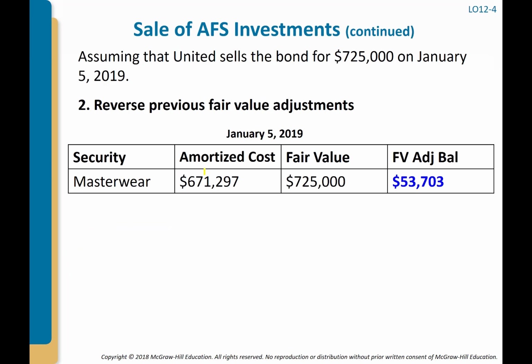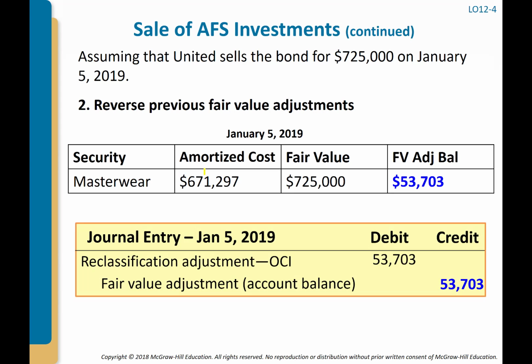Okay, now if we had waited until we were getting ready to sell the security to do that, then at the time that we sell the security, we go ahead and we have a reclassification adjustment, which takes this 53,073 out of the OCI, and we also close the fair value adjustment account. So now the fair value adjustment account is closed, and we've adjusted this amount out of the OCI.